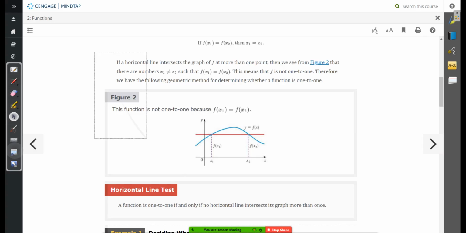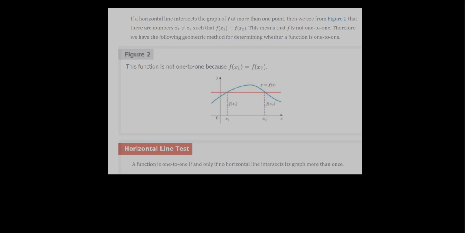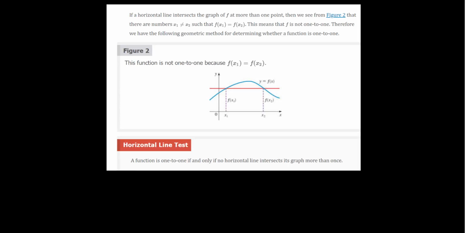And this is how we test graphically for a one-to-one function. So we know that if we want to test to see if an equation is a function, we have our vertical line test, right? Now if we want to test whether our function is a one-to-one function, we have a horizontal line test. And it behaves the same way as your vertical line test. If you intersect your graph in more than one spot, then it is not one-to-one.